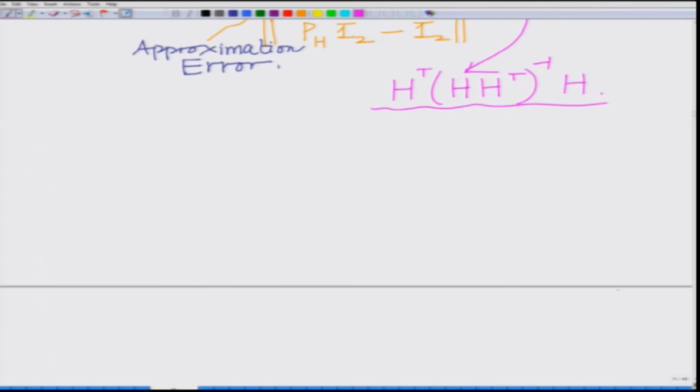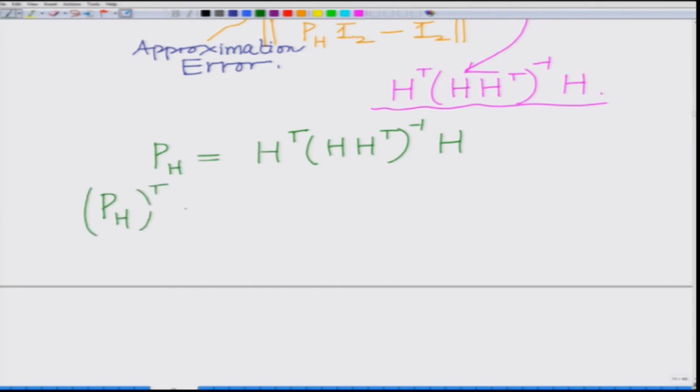So, before we do that, let us explore the properties of this matrix P_H, which you can see has several interesting properties. If you look at P_H, it equals H transpose (H H transpose) inverse H. Now, if you look at P_H transpose, the transpose of this matrix is H transpose (H H transpose) inverse H, transposed.